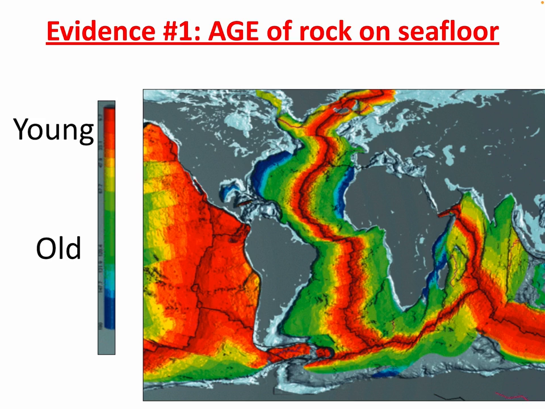The first bit of evidence should look kind of familiar to you. We looked at this a little earlier in the unit. In the middle of the Atlantic Ocean, you see all this red, then yellow, then green, and then it turns blue. The youngest rock is right in the middle, and it gets older and older as you go to each side. It makes a symmetrical pattern on each side, and that's what we were trying to model yesterday. That's what they noticed on the seafloors: the age of the rock has a symmetrical pattern in the ocean.